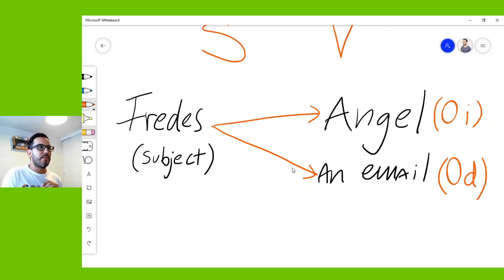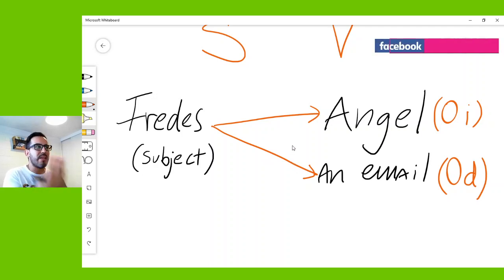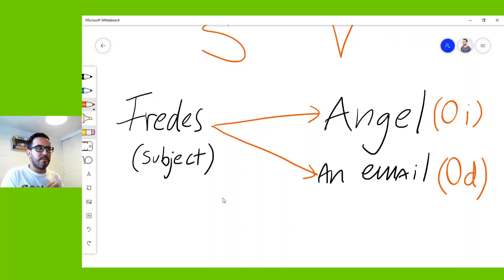Okay? And what is the interaction? What is happening? What's happening between Fredes and Ángel and between Fredes and the email? She is writing. Okay, she writes. That is the verb. Okay, that's the interaction that happens here between Ángel and Fredes, between Fredes and the email. All right, I'm going to write it here. I'm going to write here, writes.